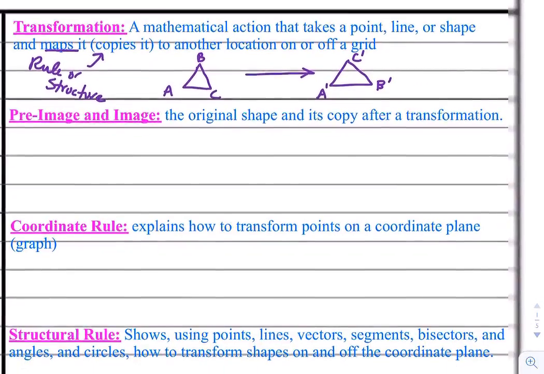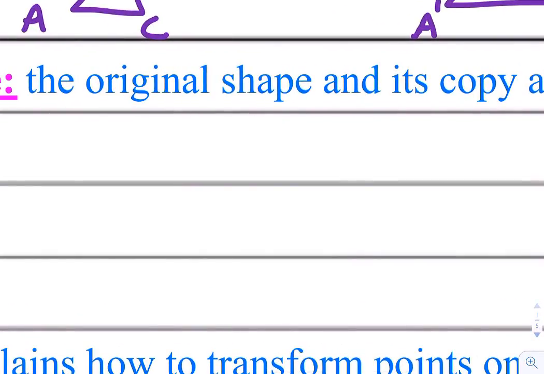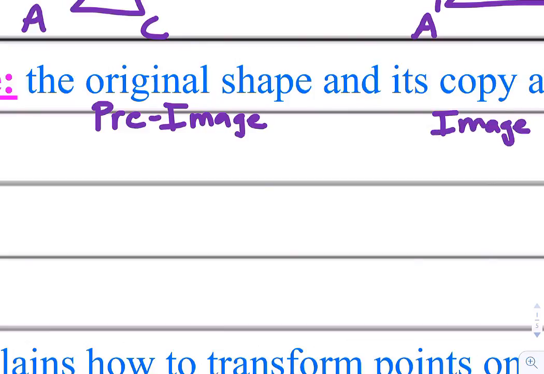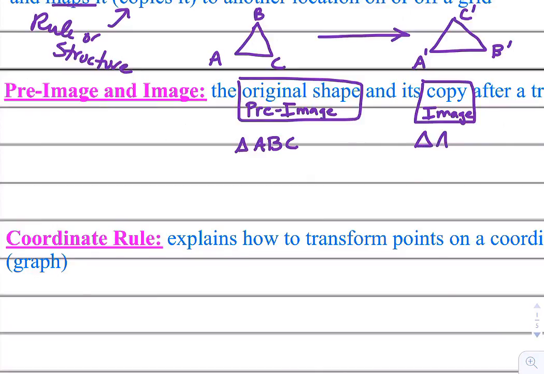Let's talk about pre-image and image. The definition of pre-image and image is the original shape and its copy. The original shape is what we call the pre-image, and the copy is what we call the image. Okay? Again, the terminology is very formal, but this is all it means. It's the original shape, and if we talk about the image, we're talking about the copy. So this would be triangle ABC, and then the new thing will be triangle A prime, B prime, C prime, because those primes are how we mark the image. Okay. So that's all we need to know for pre-image and image. One refers to the original, one refers to its copy.